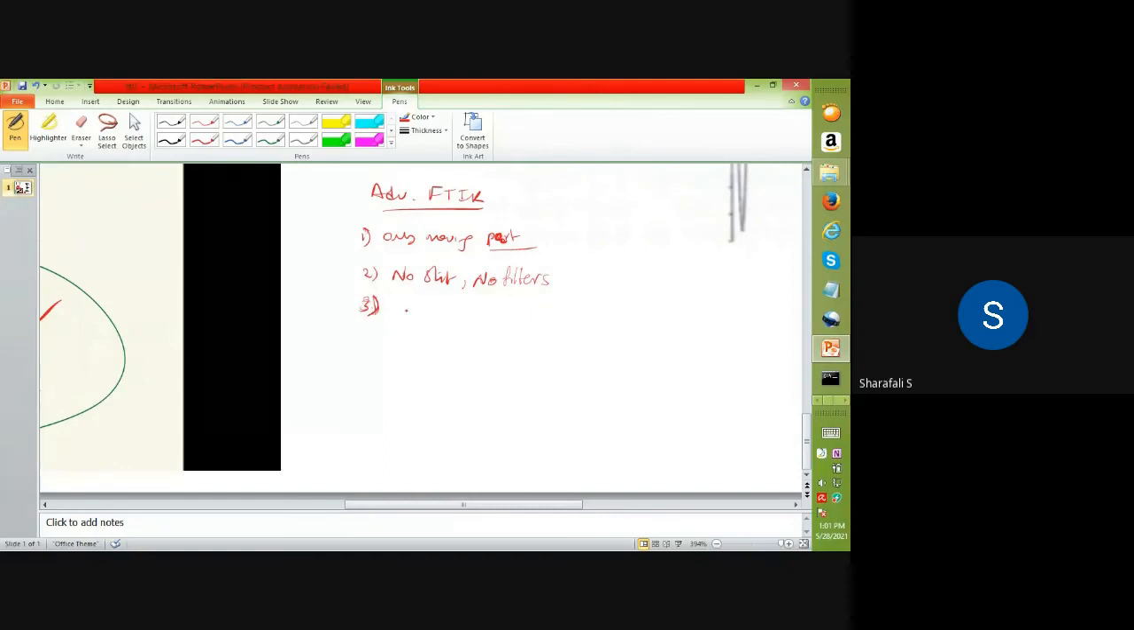And the third point is that this will have near absolute frequency accuracy. The accuracy will be high and it is better than 100.